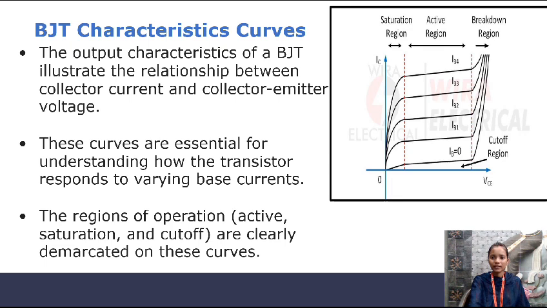Here we can have this graph. On the x-axis we take VCE and on the y-axis we take IC, with IB as constant. We can get three regions mainly: saturation region, active region and cutoff region. We can also get the breakdown region.